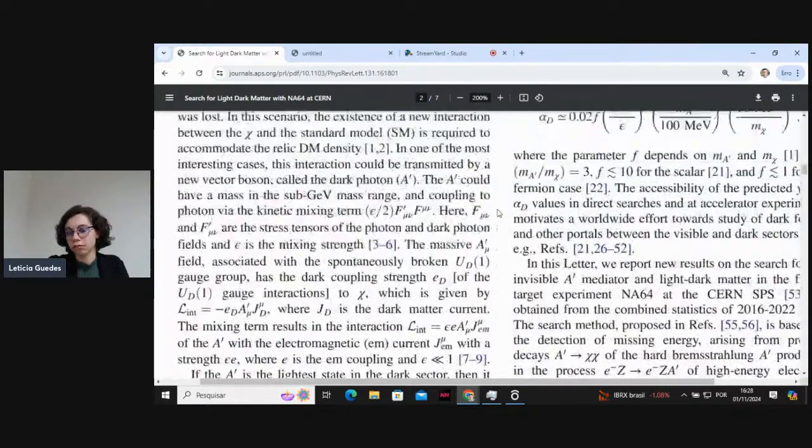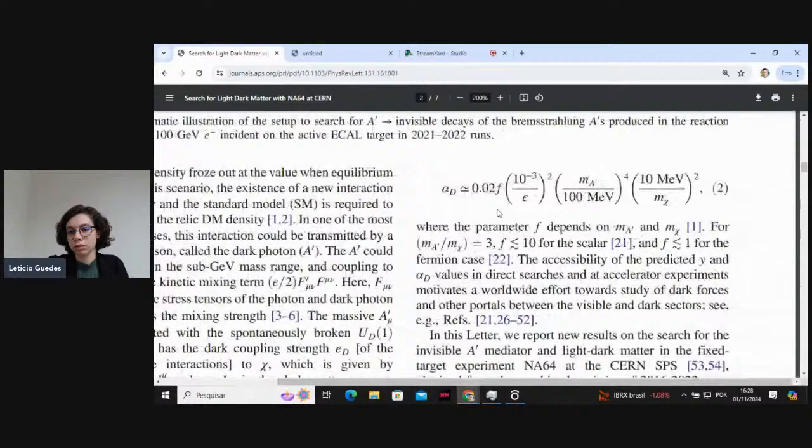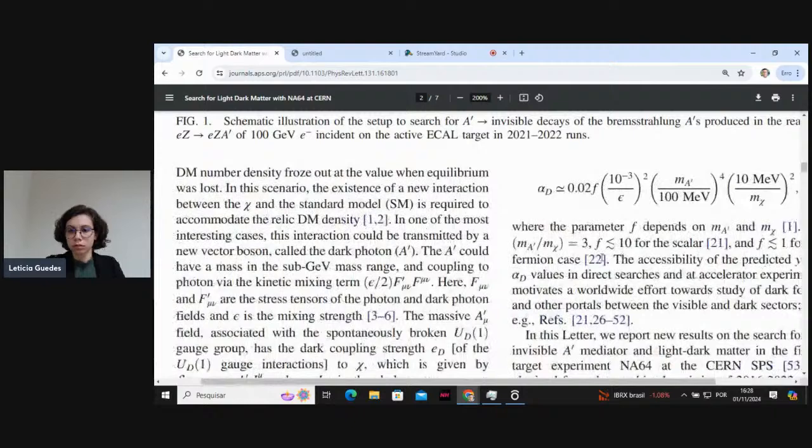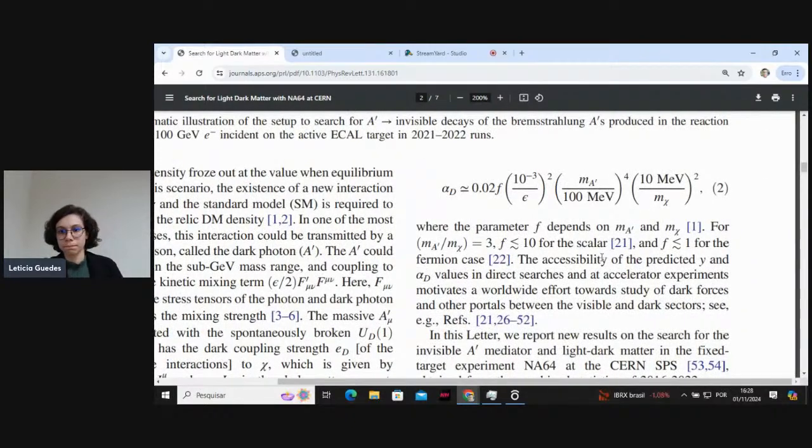Is that the definition for the dark coupling? So I think it should agree. Yeah, so I guess it's just because they are, in the end, changing what the dark photon mass should be to fit the right relic density.